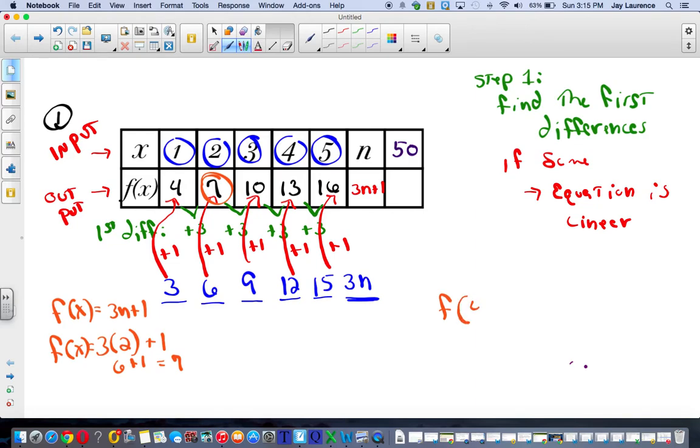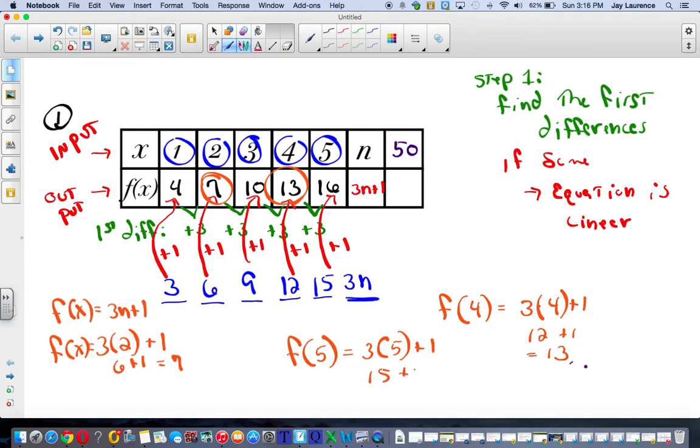Let's try f of 4. Well, f of 4 would be 3 times 4 plus 1, right? That'll be 12 plus 1. That'll be 13. Ooh, look at that. When x was 4, f of x was 13. All right, better test it one more time. How about 5? What is f of 5 going to be? It's going to be 3 times 5 plus 1. Well, that'll be 15 plus 1. Hot dog, it matches. So I know I have the right function. My equation is f of x equals 3n plus 1.